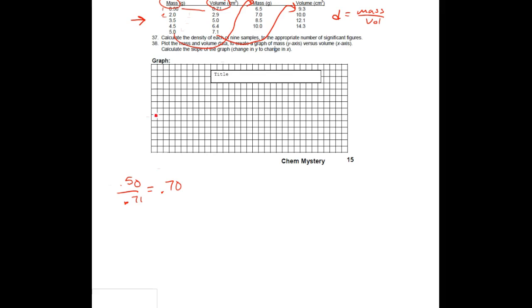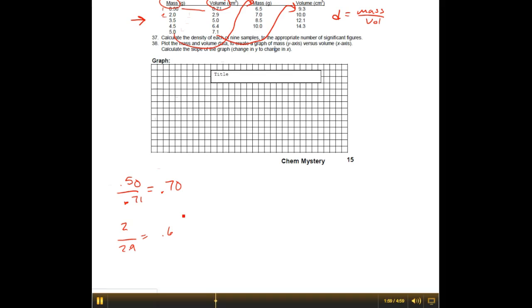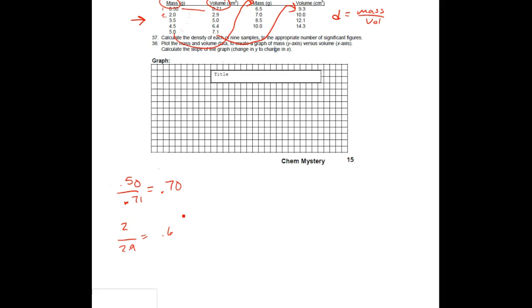Here's our second sample. Let's do that math. Now I have 2 divided by 2.9. If I divide that out, I get 0.689. But since I can't put 3 values, I can only put 2. I have to round that, so 0.689 is rounded to 0.7. So that's the same number. Notice that. Alright, so this was for the first one, this is for the second one.